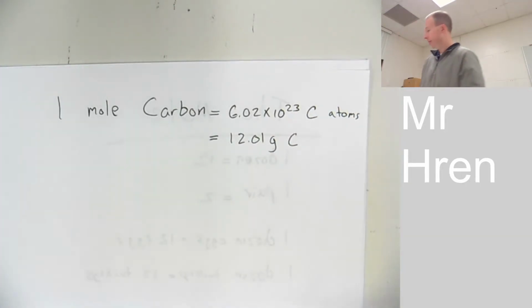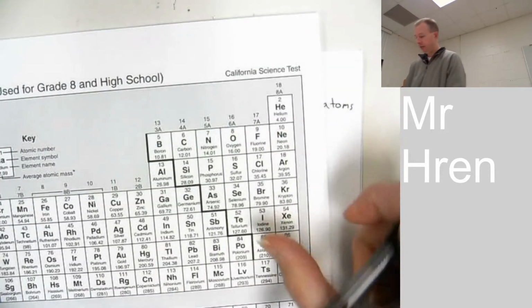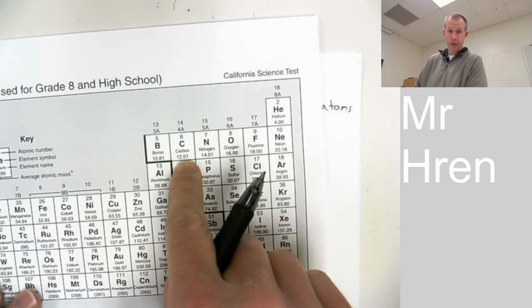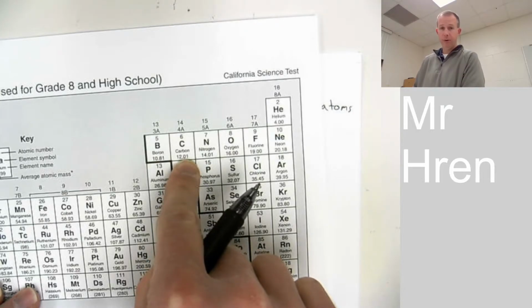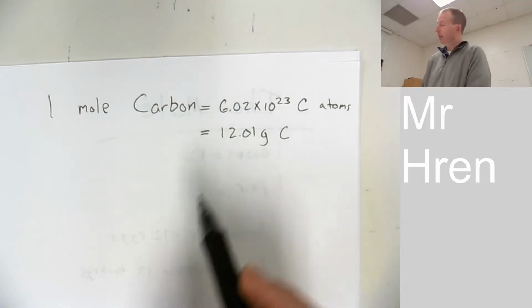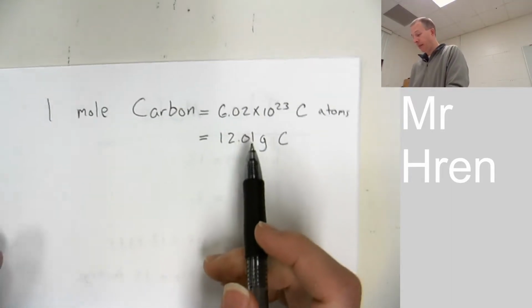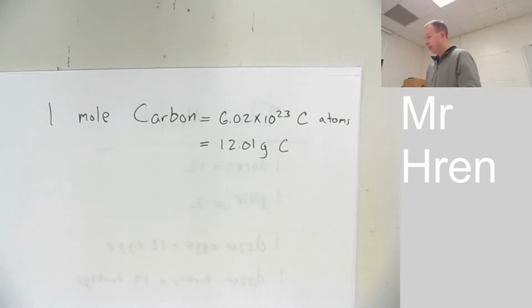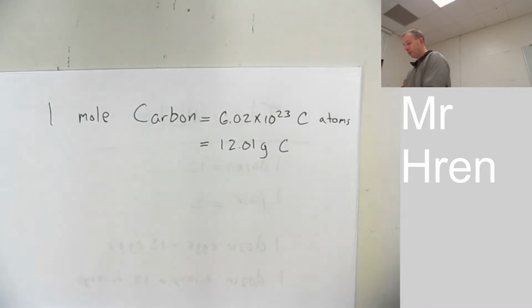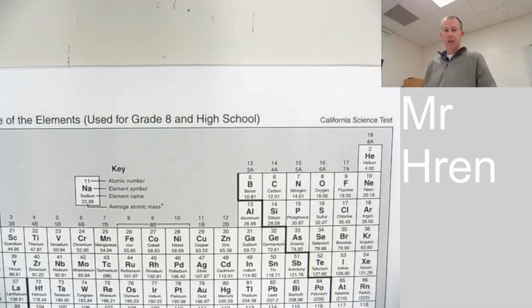Now, how do I know that? Well, this beautiful thing called the periodic table, we know that carbon has an average atomic mass of 12.01. Now, what that means to us is that the mass of a mole of carbon is 12.01 grams. I know that because the mass of 1 mole of anything is equal to its atomic mass on the periodic table.